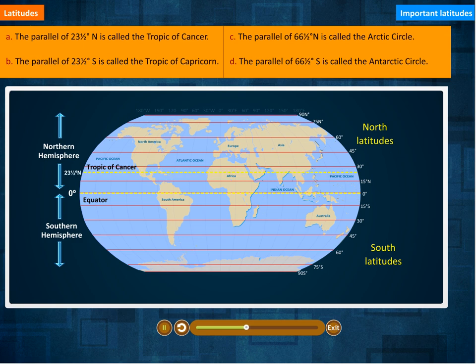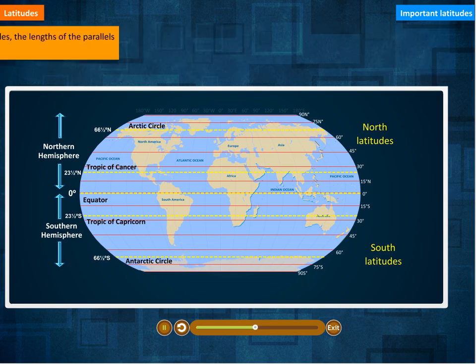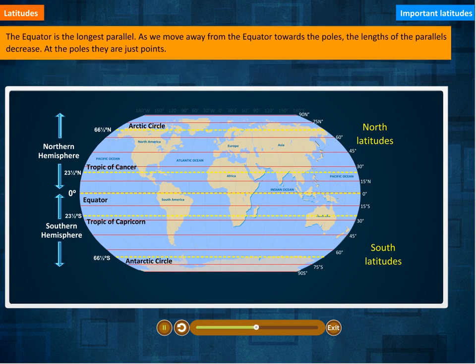The parallel of 23.5 degree N is called the Tropic of Cancer. The parallel of 23.5 degree S is called the Tropic of Capricorn. The parallel of 66.5 degree N is called the Arctic Circle. The parallel of 66.5 degree S is called the Antarctic Circle. The equator is the longest parallel. As we move away from the equator towards the poles, the lengths of the parallels decrease. At the poles, they are just points.